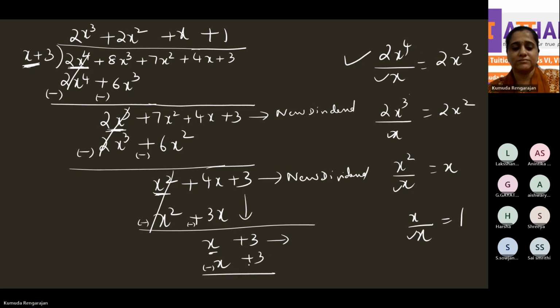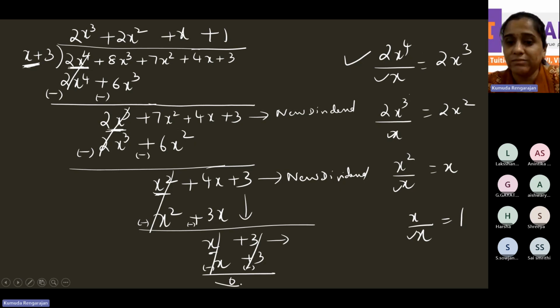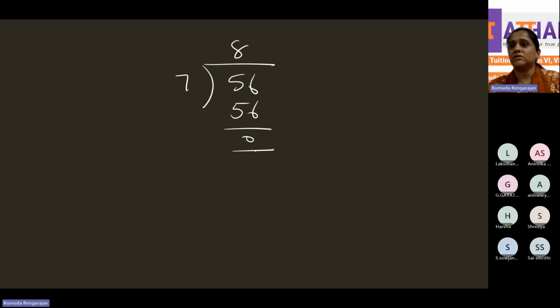Change the signs. 0. So which means the divisor is a factor of the dividend because the remainder is 0, no? The divisor is a factor of the dividend or the dividend is a multiple of the divisor. See, when you're able to divide 56 by 7 exactly, 7 8s are 56, 0 is the remainder. So what do we conclude? 56 is a multiple of 7 or 7 is a factor of 56, when the remainder is 0. If the remainder is not 0, then you cannot say these two statements.